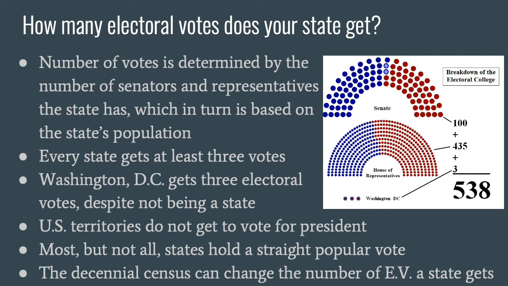So that means that every state is going to have at least three electoral votes. You can't have any less than three electoral votes as a state. Washington, D.C. is the only part of the United States of America that isn't a state, but also gets to vote for president. So D.C. gets three electoral votes, even though it's not a state, and even though it doesn't have any representation in Congress.